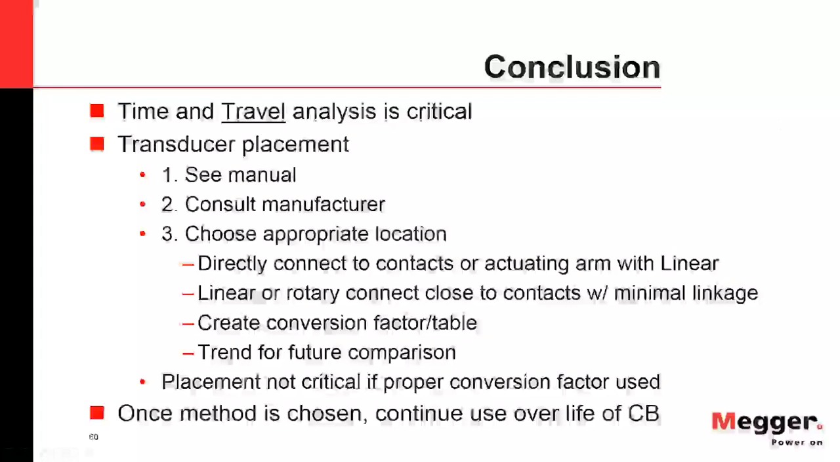And lastly, if not, choose an appropriate location on your own: directly connect to the contacts or actuating arm if you can with the linear, so you have a 1-to-1 ratio there, or use a linear or rotary to connect as close to the contact as you can with the least amount of linkage, and then create a conversion factor or table and trend that for future comparison. But as we learned from that case study, placement isn't critical if you're using the proper conversion factor. And once again, once this method is chosen, continue to use it over the life of the breaker.